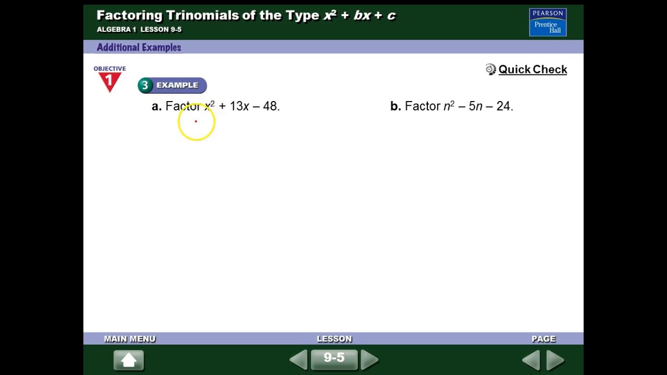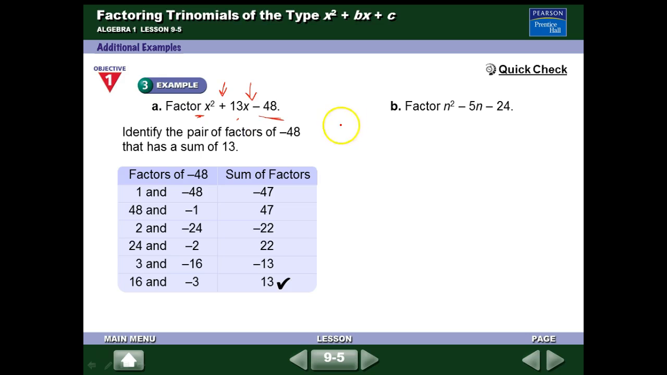Now we're looking at the same setup. Your a here is 1, but now I have an addition and then a subtraction sign. So right away we're trying to find the factors of negative 48 that add up to a positive 13. So let's take a look. Negative 48, we have 1 and negative 48, so we could write these as negative 1 and negative 48. And this is actually a positive 1 because that would give me a positive 48. I want a negative 48.